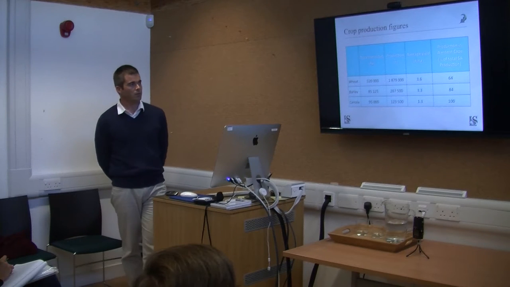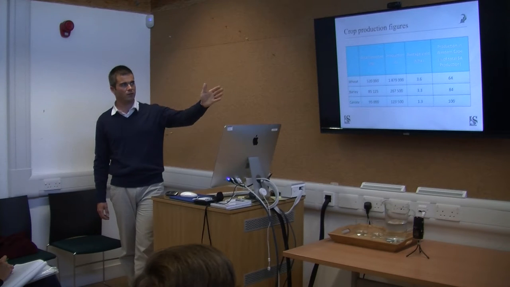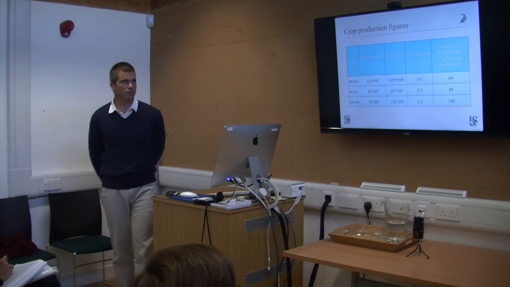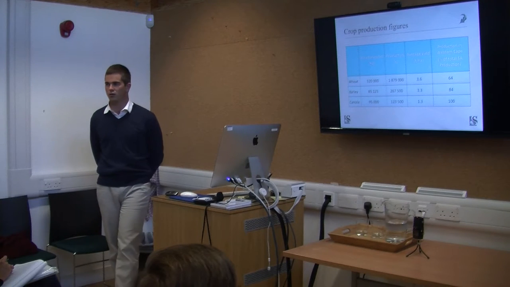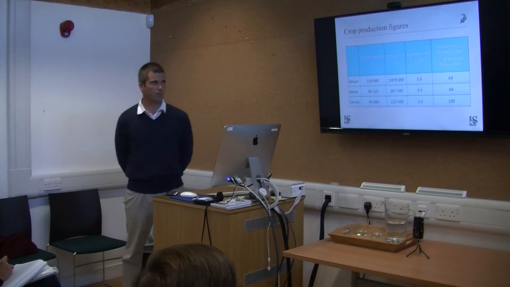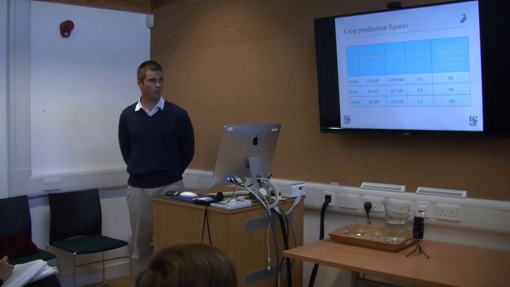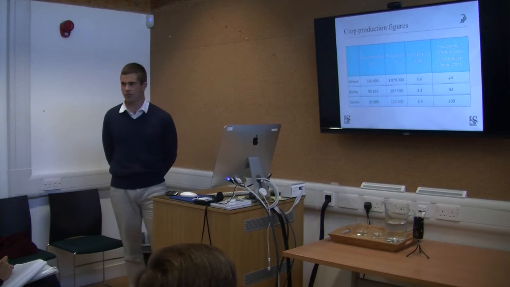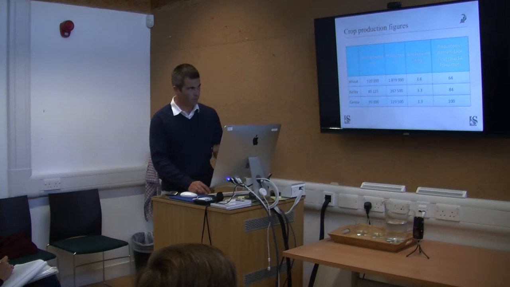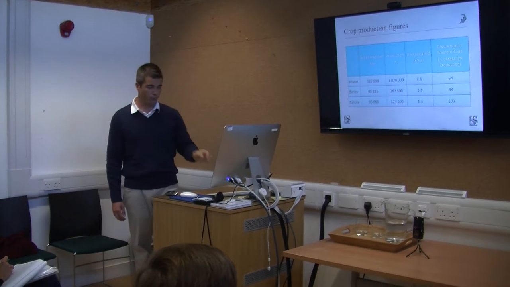So 520,000 hectares of wheat is harvested, 1.8 million tons produced at 3.6 tons per hectare, and 63% is produced in the Western Cape province. For barley, mainly used for beer production, 84% is produced in the Western Cape, and canola is only produced in the Western Cape province. The yield of canola is still relatively low, so there's room for improvement there.